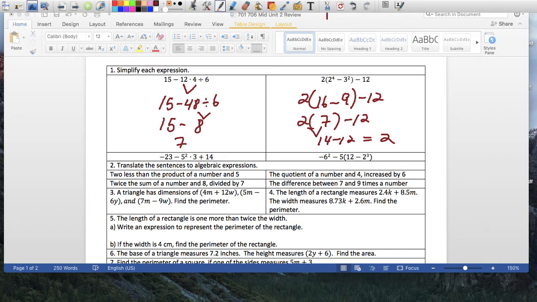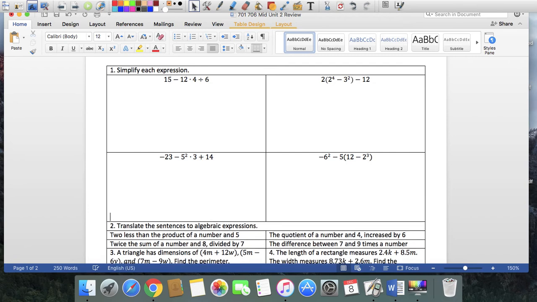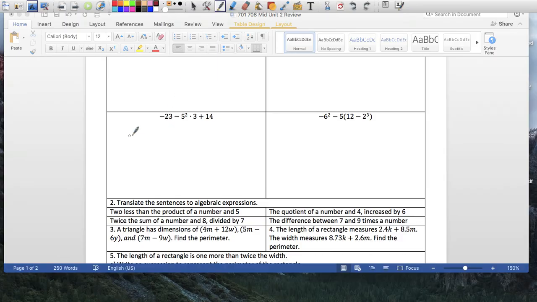Let's keep moving. Next, again, using order of operations, I have to do the parentheses first. So negative 23 minus, and remember, the exponent is really being applied to the 5. So leave that minus sign there. Change the 5 squared to 25 times 3 plus 14. Continuing, we need to do 25 times 3. So minus 23 stays, that stays, and this changes to 75 plus 14.